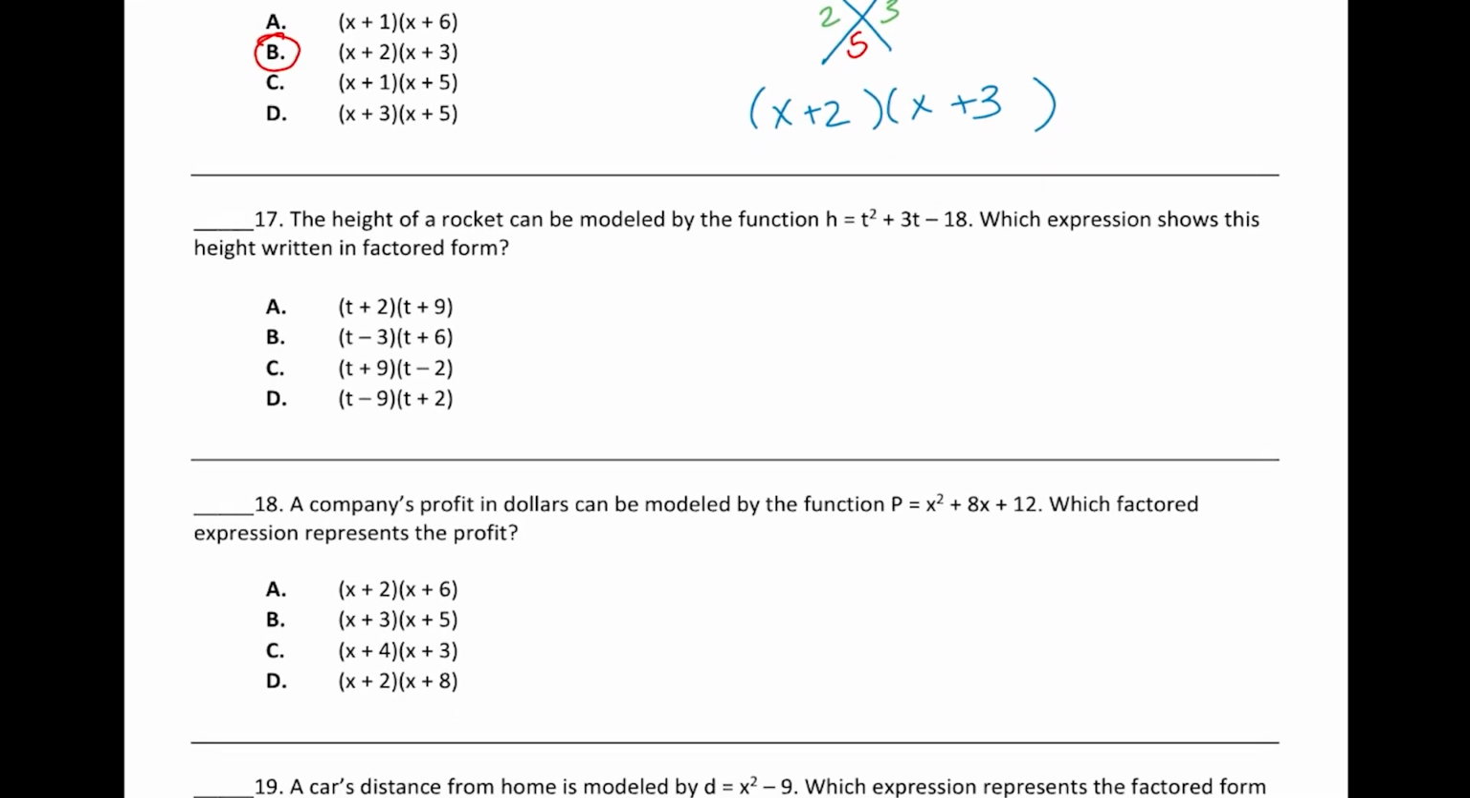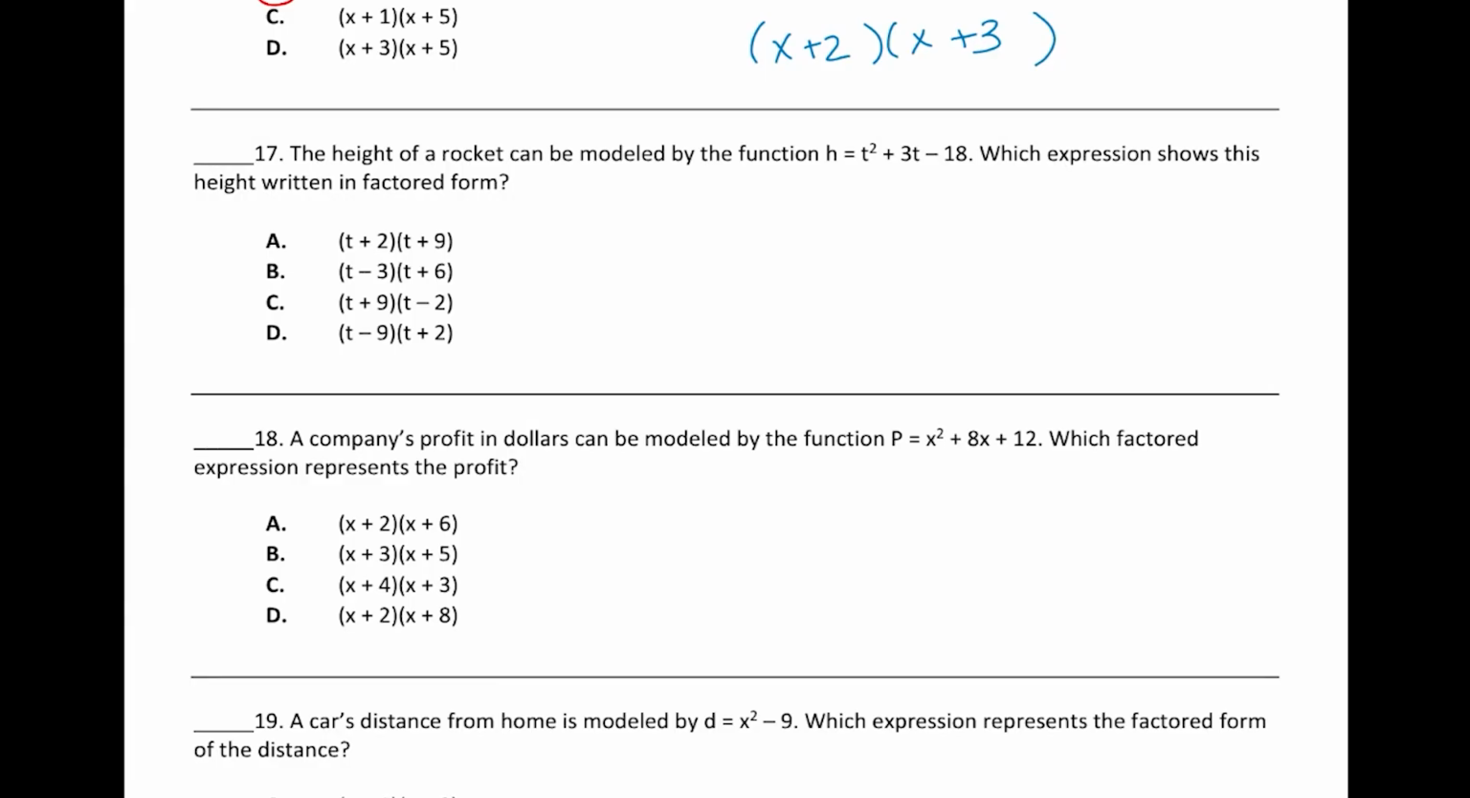Number 17 says the height of a rocket can be modeled with this quadratic function. Which expression shows this height written in factored form? So just really another factoring problem. And the leading coefficient is 1 again, so we're going to use that big X. We need to find two numbers that multiply to give me -18, but add up to 3.